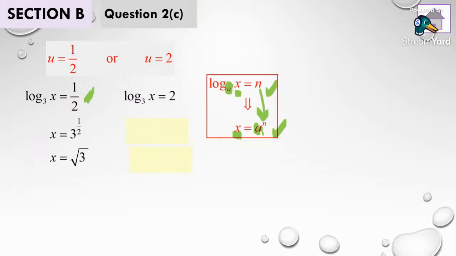Because the question never asks for a decimal answer. They just ask to solve. Then x equals 3 to the power of 2, x equals 9. So there goes the solution for section B, question number 2.